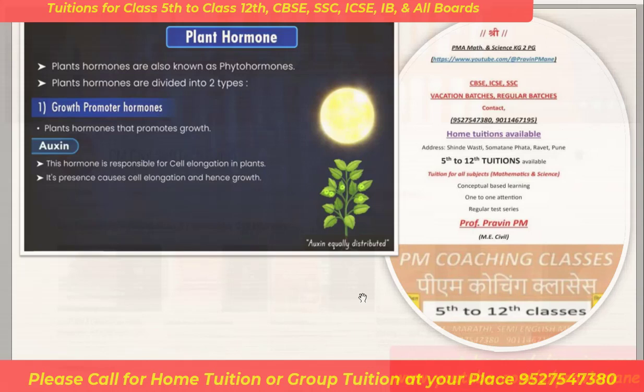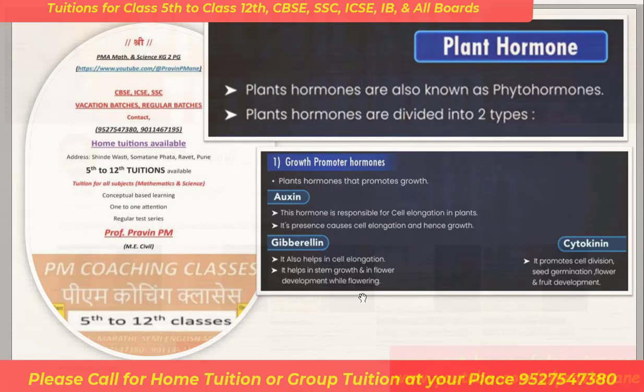Now, growth promoter hormones. Which are the growth promoter hormones? One is auxin. Auxin is responsible for cell elongation in plants. To increase the length of the cell, this hormone is responsible. That is auxin. The second hormone is gibberellin. Gibberellin also helps in cell elongation, plus it helps in stem growth and flower development. So auxin is only for cell elongation. Gibberellin is responsible for stem elongation as well as flower development.